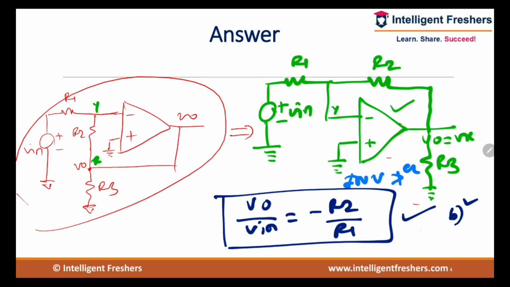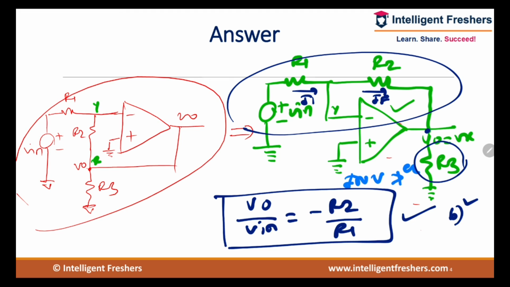Whenever this kind of example is given, don't get confused. Don't try to do the series parallel combination of resistors, because here R3 is connected to ground from the V0 point. So effectively, current I1 is the same as IF. So this is basically your inverting amplifier. Very simple. The voltage gain is the ratio of output voltage to input voltage, which is minus R2 divided by R1.